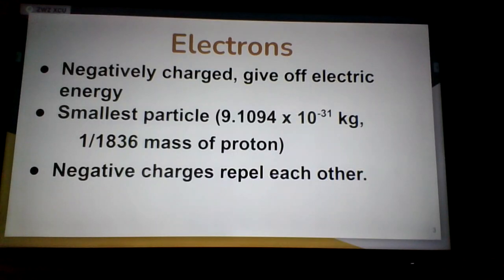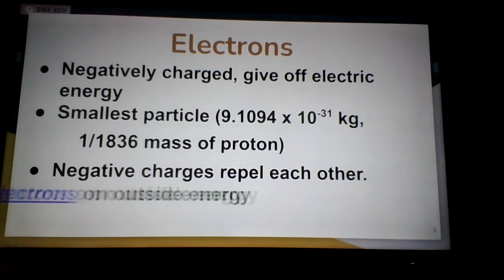Negative charges repel each other. Remember the law of charges. Like charges repel, unlike charges attract. Well, if that's the case and electrons are found in pairs, why don't they push each other apart? Well, that's because they're all spinning, the pairs are spinning in opposite directions so fast that the charge really doesn't have a chance to work on each other. So pairs of electrons, even though they're like charges, can still stay very close together.